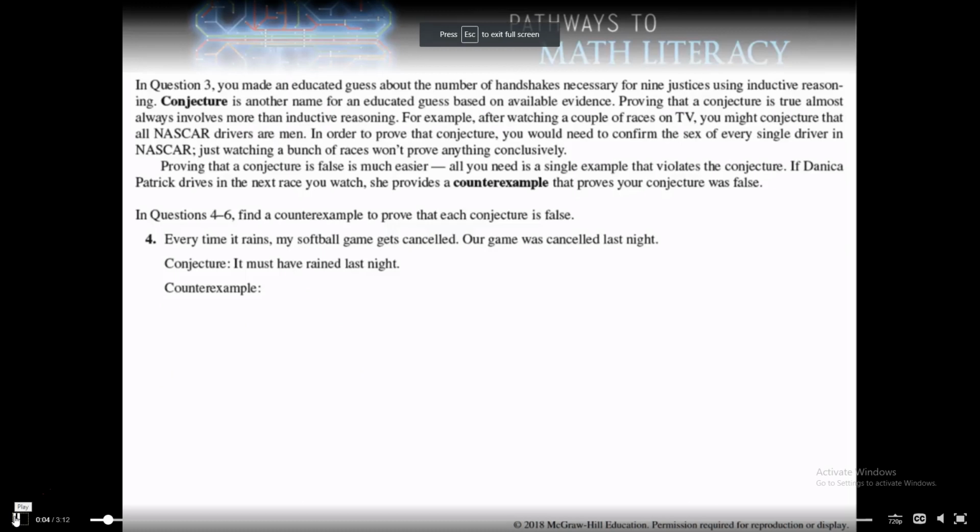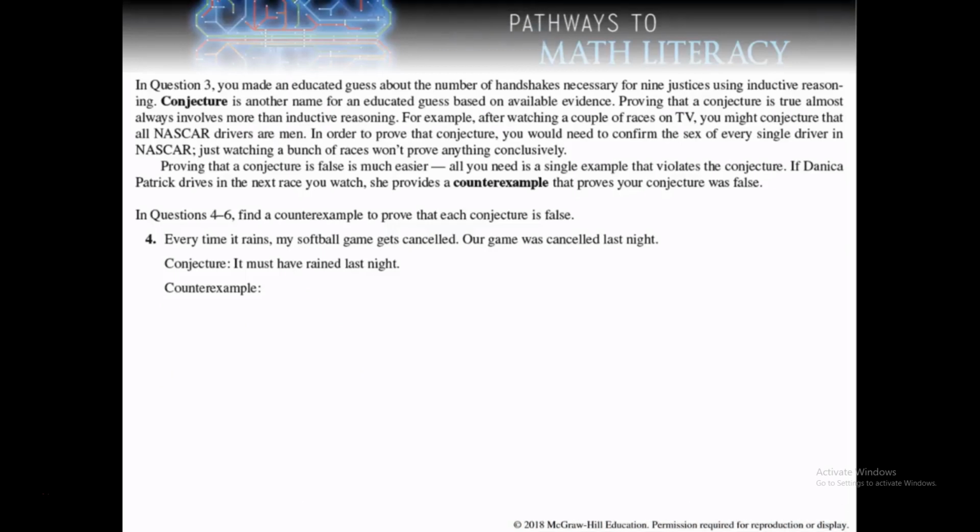Here we're looking at the idea of a counterexample. So in number 4, every time it rains, my softball game gets canceled. So assume that's true. Our game was canceled last night. The conjecture then is that it must have rained last night in order for that game to have been canceled. But the thing you have to think about here is just because rain makes a game get canceled doesn't mean rain is the only thing that can make a game get canceled. So a counterexample would be anything that happened to make that game get canceled other than rain. So maybe the umpires didn't show up.